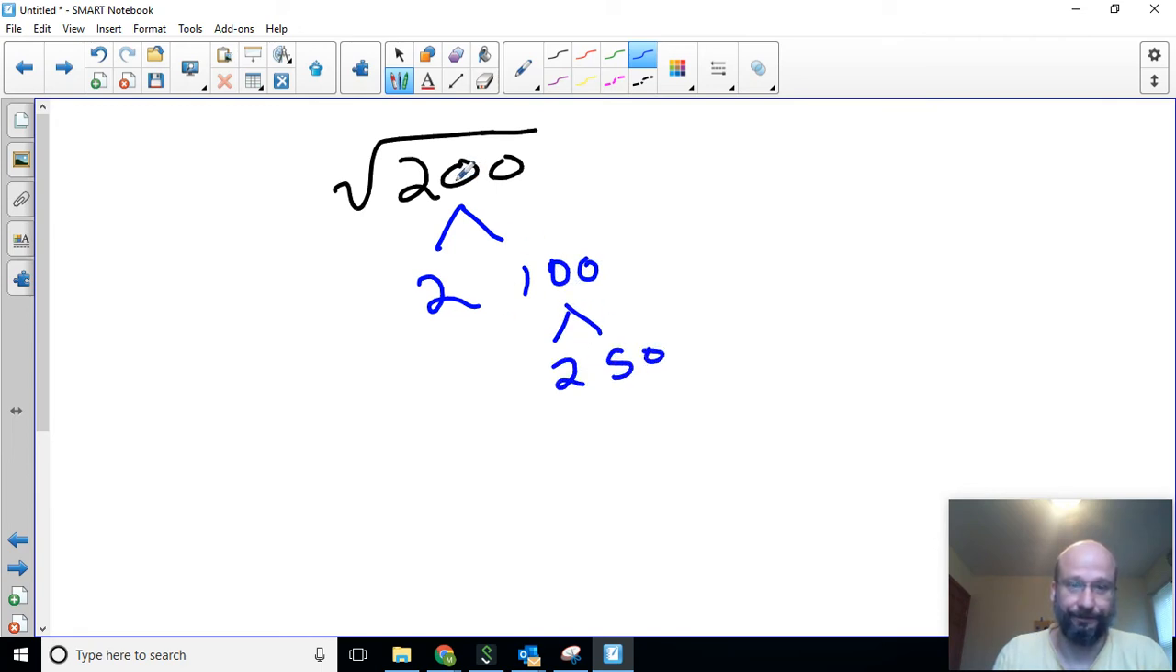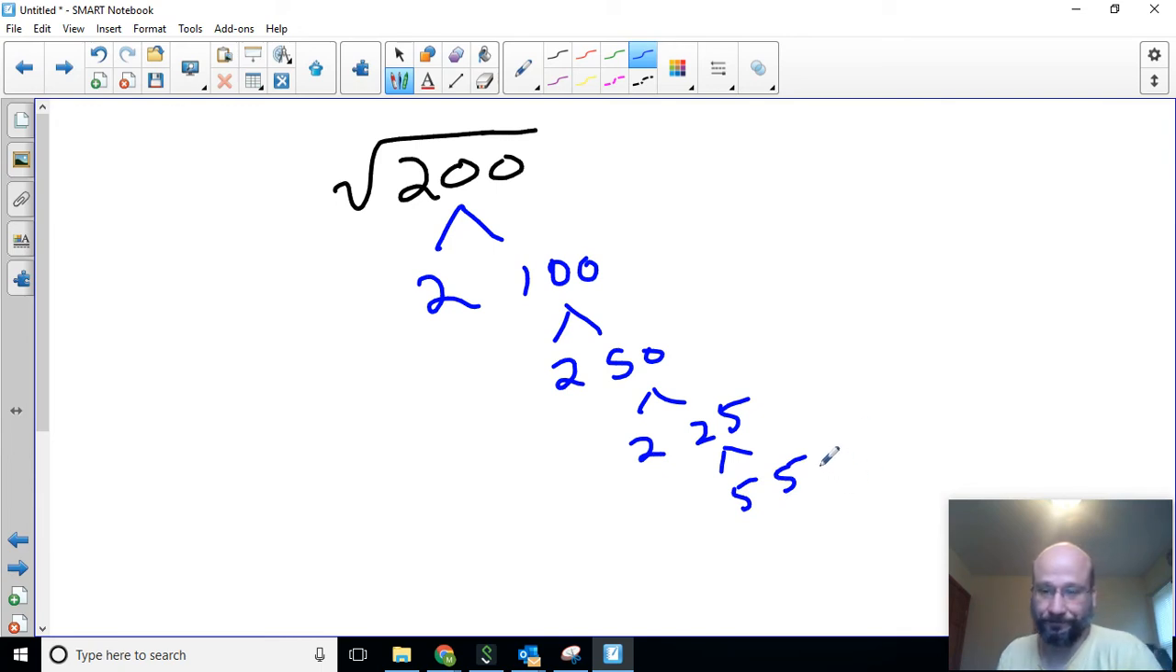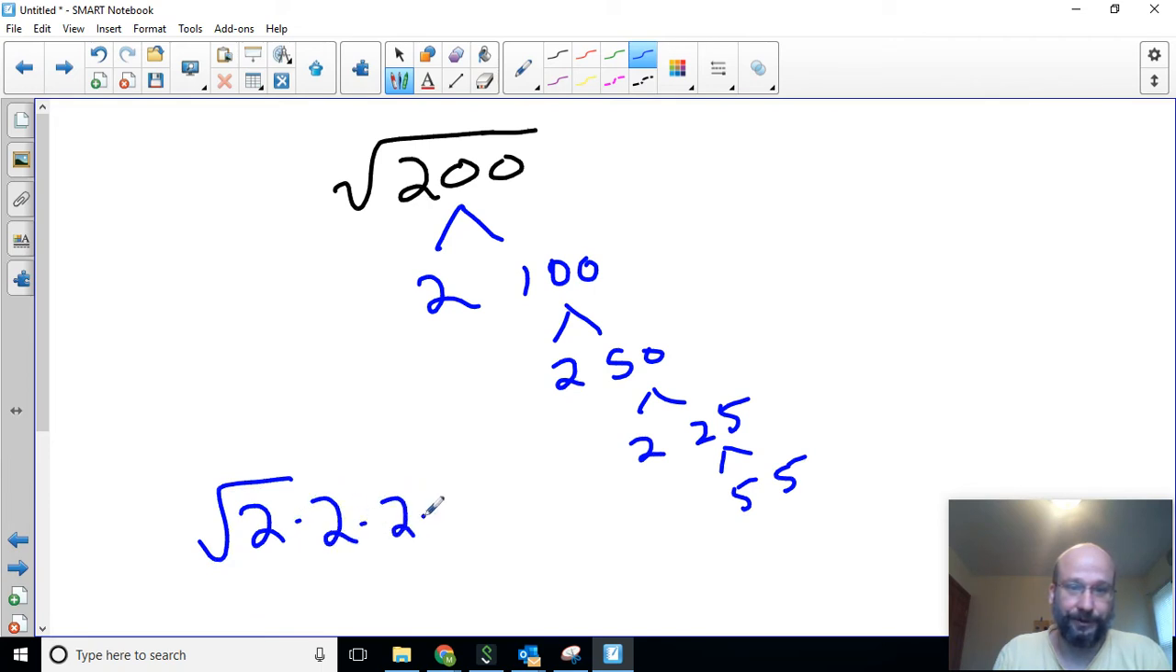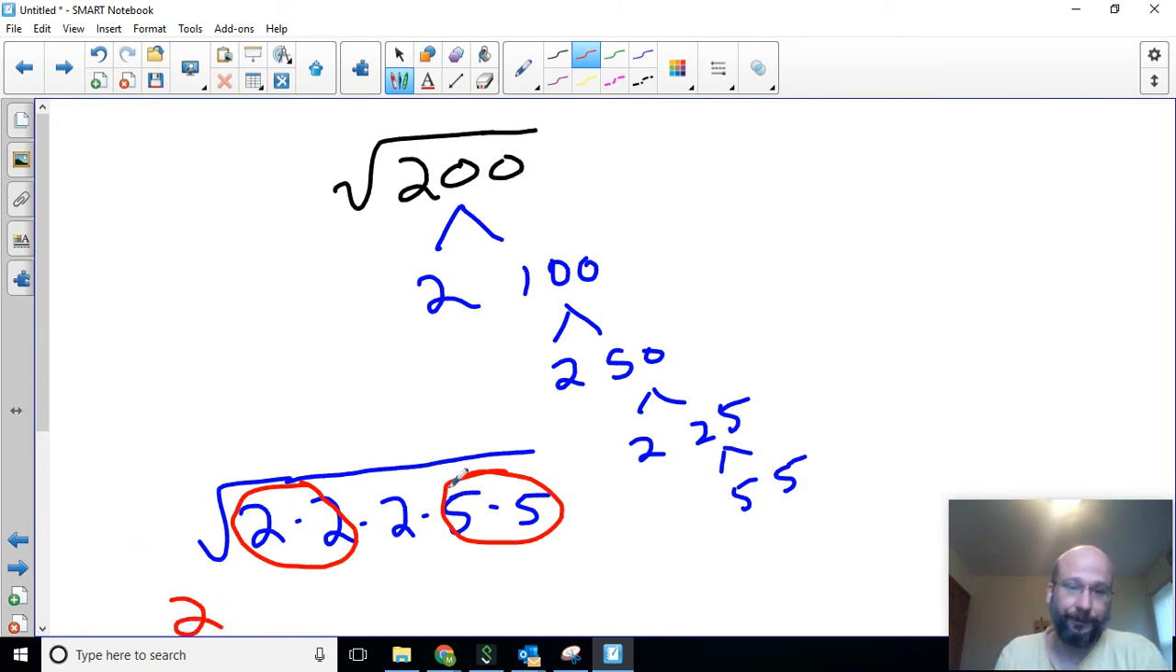2 times 100, 2 times 50, 2 times 25, 5 times 5. And then we would have the square root of 2 times 2 times 2 times 5 times 5. Right? 1, 2, 3, 1, 2. Circle my groups of 2, 2 of the same number. I've got 2 twos here and 2 fives there. So one of these comes out, one of these comes out, and this is what I'm left with, which is 10 root 2. It's my answer.